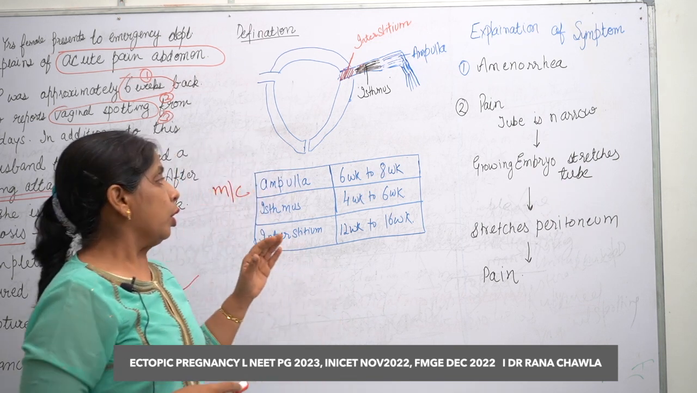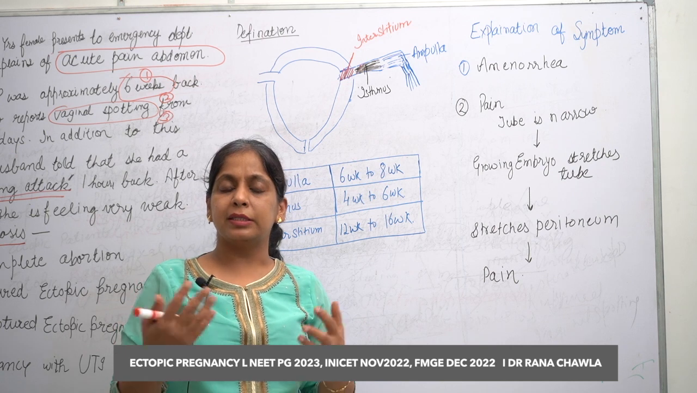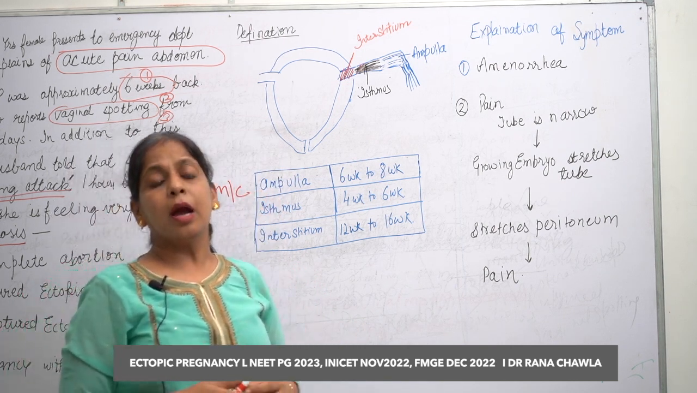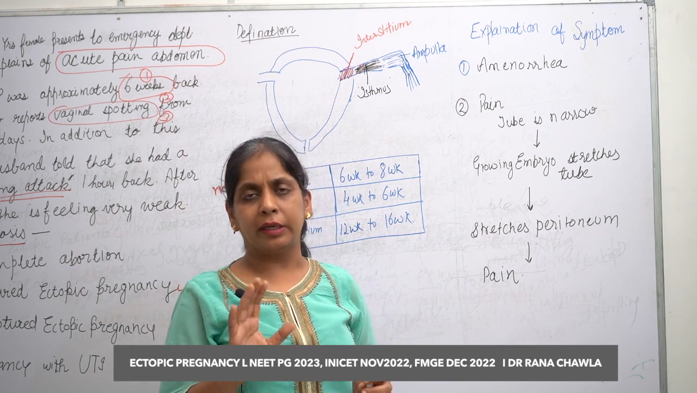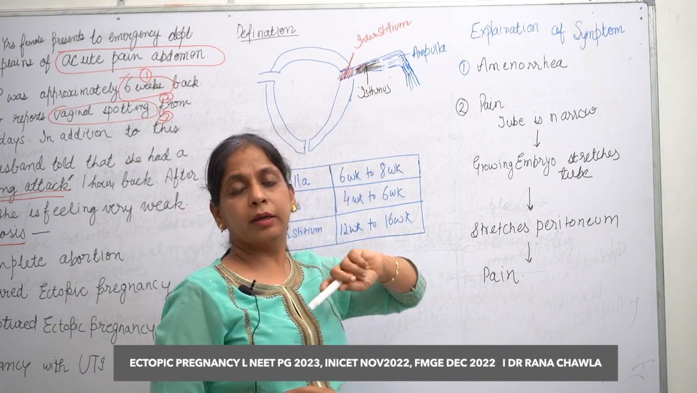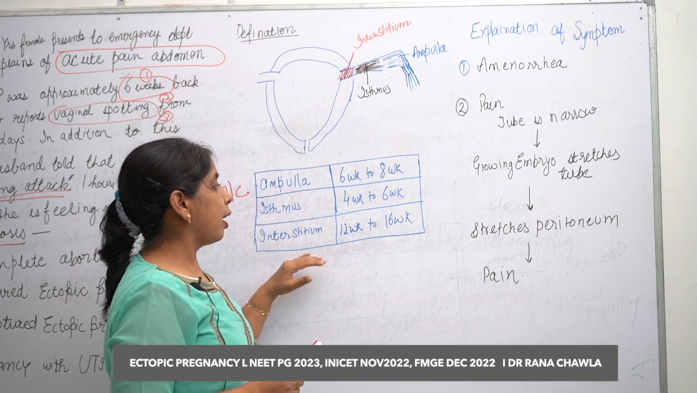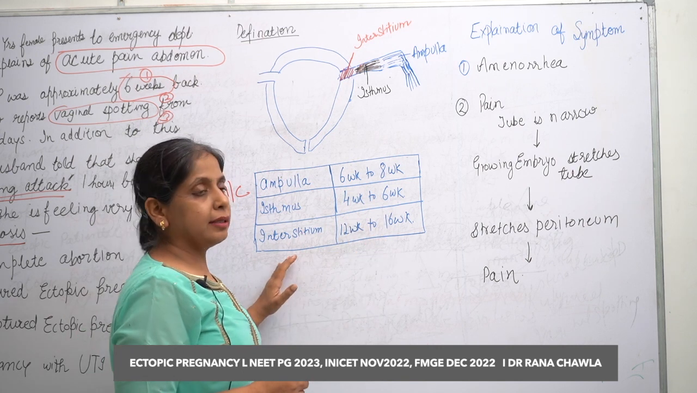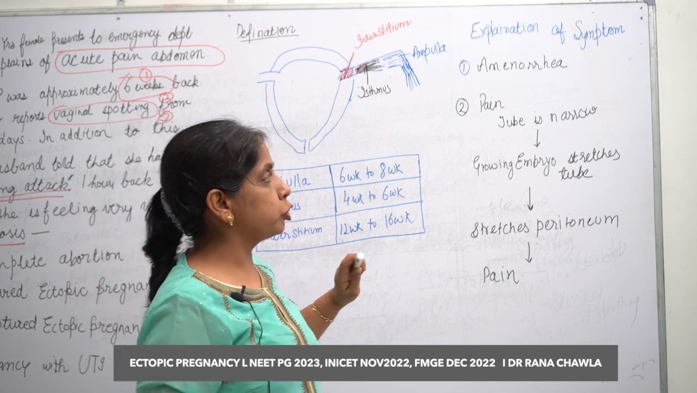So you cannot diagnose clinically where the ectopic pregnancy is, whether it is in the ampulla, isthmus or interstitium, but you can diagnose it on ultrasound. You can get a little idea how far this pregnancy is from the ovary. So these are the different times when the rupture occurs, and these are the different parts of the fallopian tube.